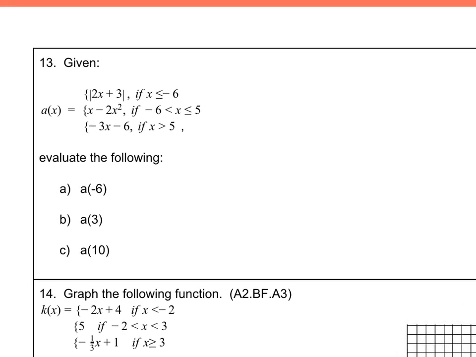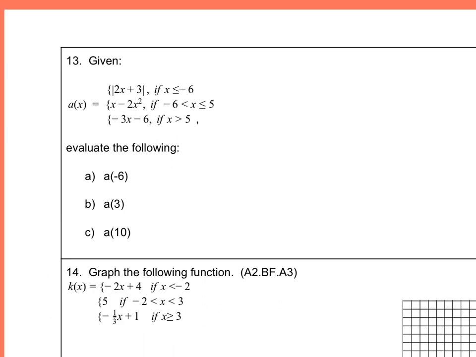First thing here, number 13. It says, given this piecewise function, evaluate the following. Don't make these harder than they need to be. Don't plug it into every single piece. You don't need to do that, and I'm going to count it wrong if you do. What I need you to do, here we go. First one, a of -6.